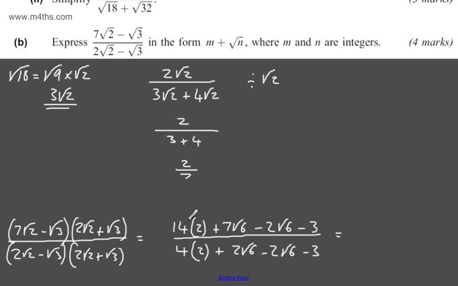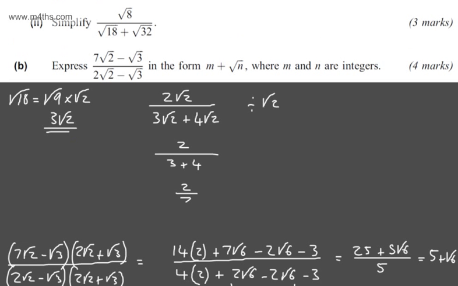So if we now look at the numerator, I've got 28 minus 3, which is 25. I've got 7 root 6 minus 2 root 6, which is going to be plus 5 root 6. In the denominator, we have the difference of squares cancelling these two terms. We're going to have 8 minus 3, which is going to give me 5. We can divide the numerator and the denominator by 5, which is going to give me 5 plus root 6. So we can see the value of m is 5 and the value of n is 6. So 4 marks for part B.